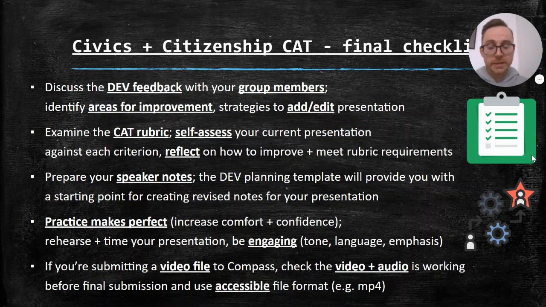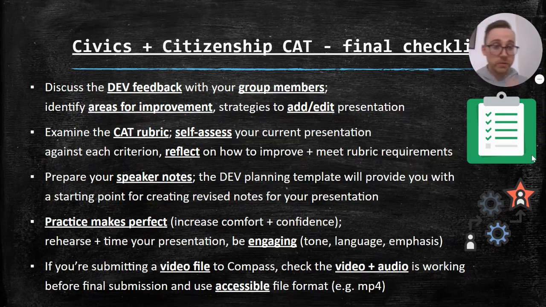You might have already encountered this where you've submitted something from your iPad as like a Pages document or something like that, like an iOS file, and teachers can't actually open it. So make sure that it's something that we can open, something that we can listen to, and something that we can see your pretty faces in.